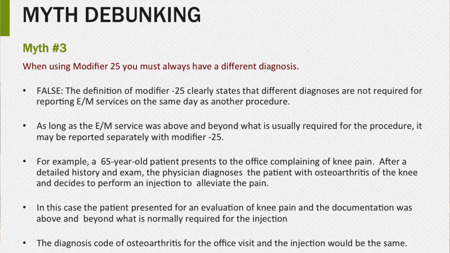The physician assesses the patient and documents a detailed history, and the physician decides to treat the patient's pain with a steroid injection. In this case, the diagnosis for the office visit and the injection are the same, being osteoarthritis, and the documentation clearly supports a significant and separately identifiable E&M on the same day of the procedure.